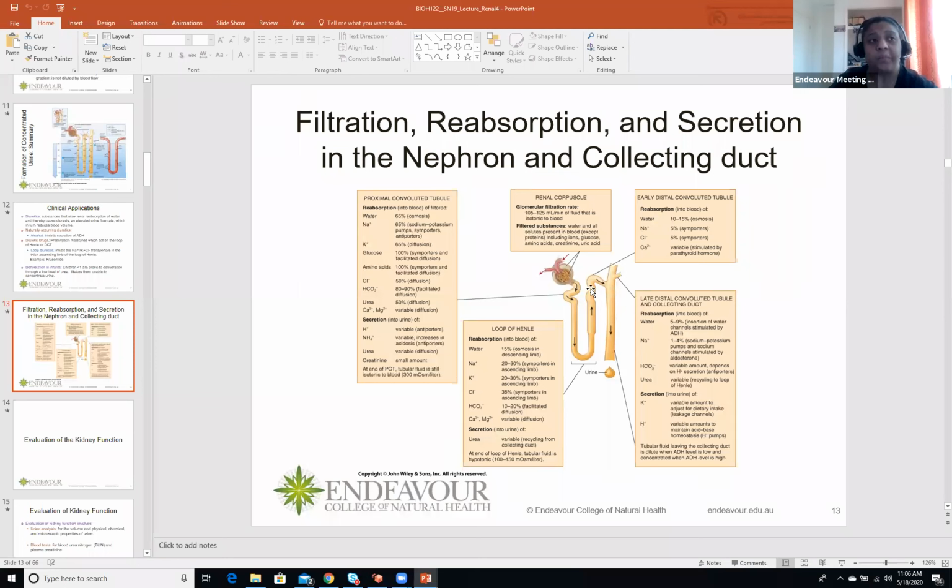Okay, by the time it reaches the DCT, distal convoluted tubule, and the collecting duct, these structures are practically impermeable to water, so no more water reabsorption takes place here. Okay, these are the basic concepts. Now we use these concepts to understand how concentrated and diluted urine are formed.